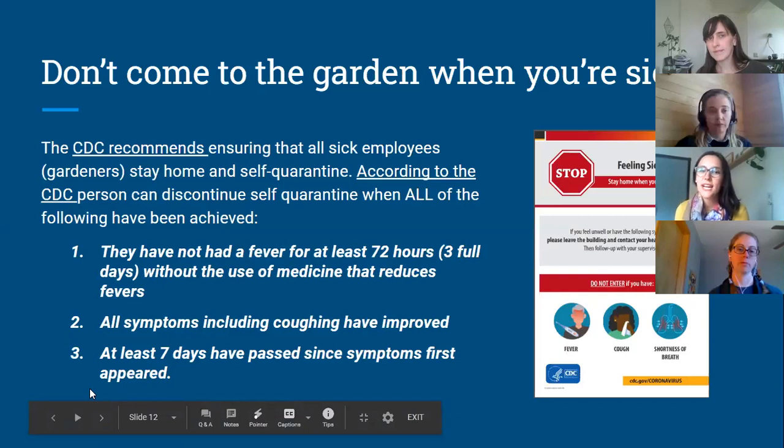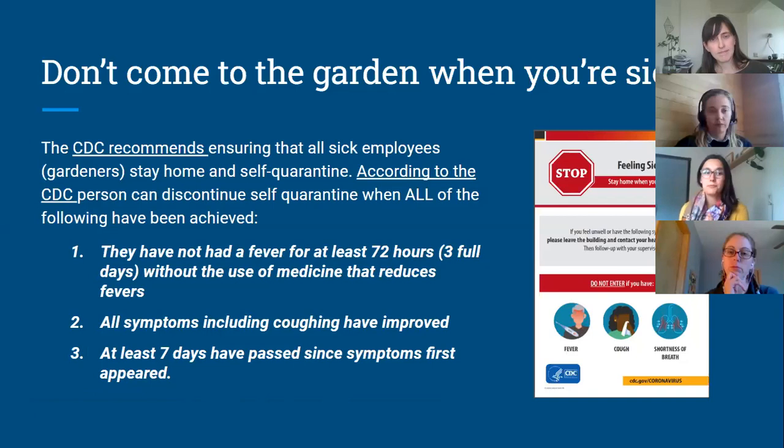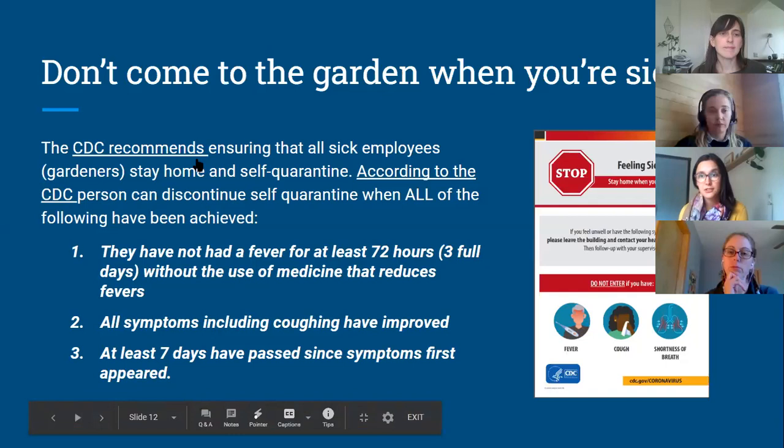These are guidelines for employment, basically. Like, how long do you have to wait before coming back to your workplace? But I think that they can very easily be taken up as garden-wide policies. So basically the CDC recommends that people should stay home until three things have been achieved. You haven't had a fever for at least three full days, so 72 hours without ibuprofen or Tylenol. Those are medications that can reduce your temperature. So you have to have 3 days pass without taking any fever reducing medication.